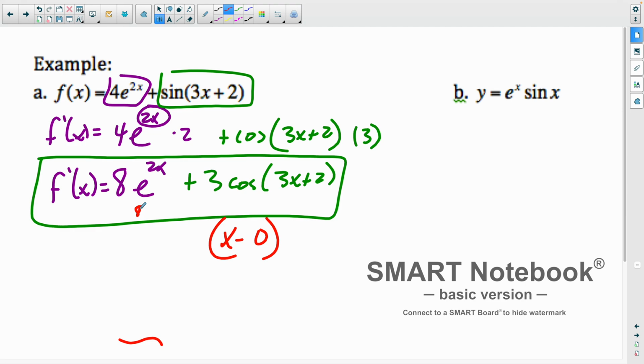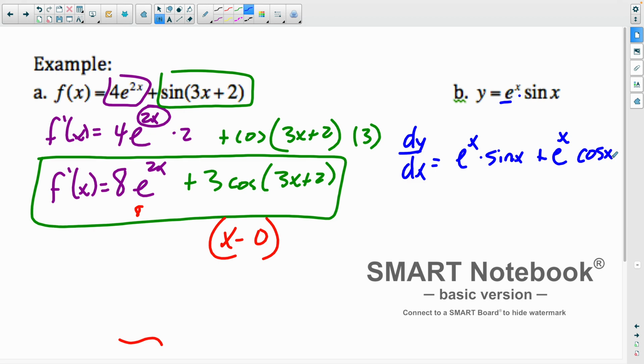So if we go to this one here, I've got e to the x times sine of x. This is a product rule problem. I'm multiplying there. So if I were to do the derivative, the product rule states take the derivative of the first, which is e to the x, times the second, plus the first, times the derivative of the second. So the derivative of sine would be cosine. And so there would be my derivative.